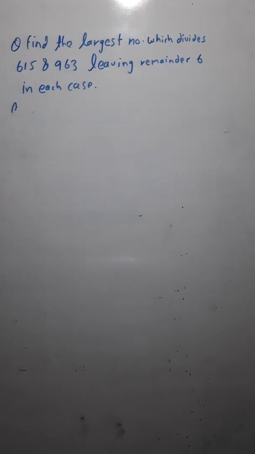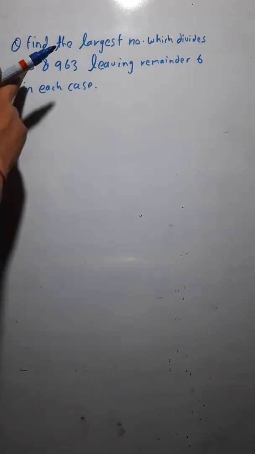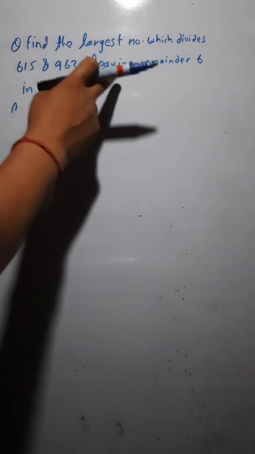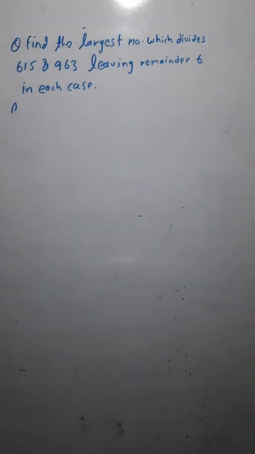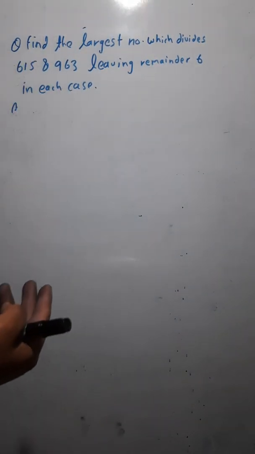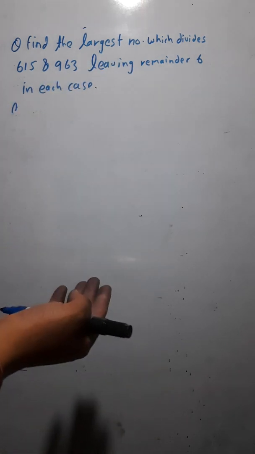And this is the next question. The question is, find the largest number which divides this and this, leaving remainder 6 in each case. It means you have to find the largest number, which means the highest common factor, that is, the greatest common factor.